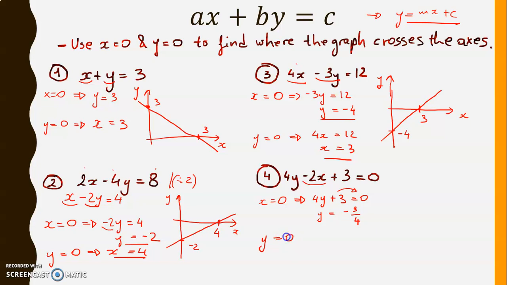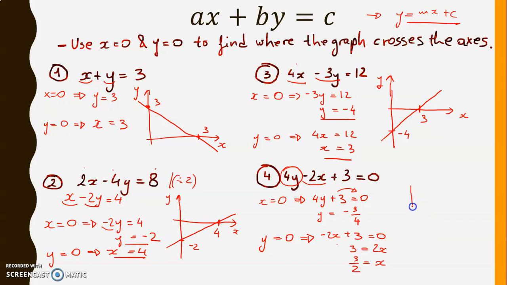And when y equals 0, then this term here disappears and we end up with minus 2x plus 3 equals 0. Now I'd move this to the other side so it's positive. So 3 equals 2x, which leaves us with x being 3 over 2.